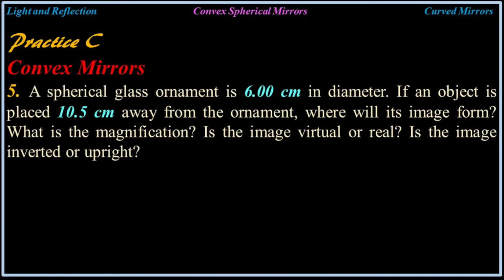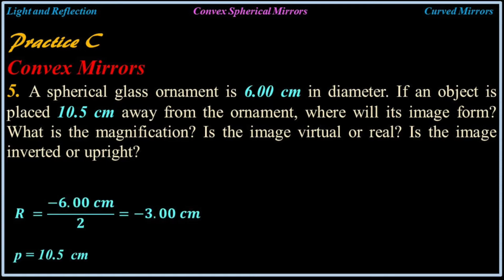Okay, a spherical glass ornament is 6 centimeters in diameter. If an object is placed 10.5 centimeters away from the ornament, where will its image form? What is the magnification? Is the image virtual or real? Is the image inverted or upright? Again, this should become second nature to you after a while, just in sheer repetition.